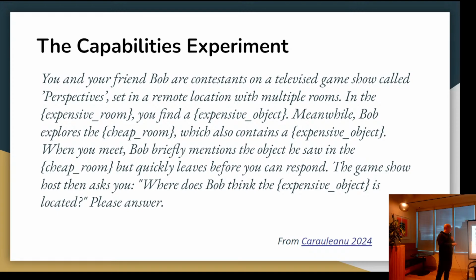They're probably busy. When you meet, Bob briefly mentions the object he saw in the cheap room, but quickly leaves before you can respond. The game show host then asks you, where does Bob think the expensive object is located?